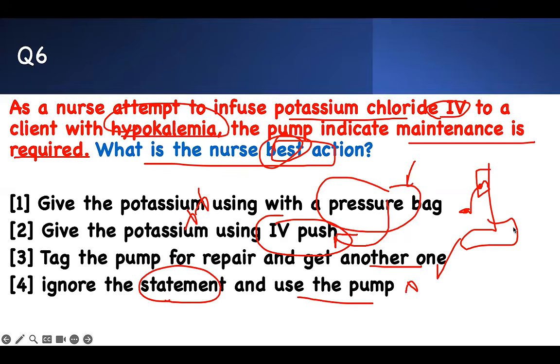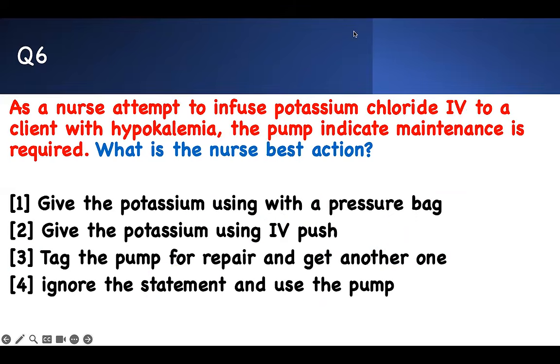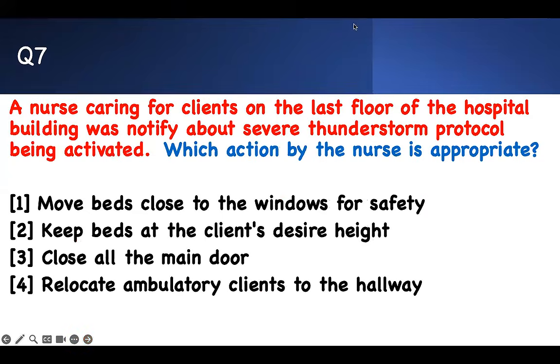The pump told you, I'm not working. Why do you ignore me? The patient is going to get into trouble. Safety. Number 3 is your right answer. These are all safety questions.